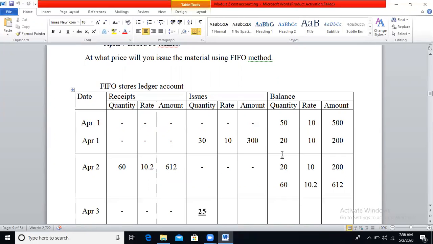Now, the previous balance still not issued will be 20 units. So 20 units at rupees 10, the total value will be 200. And we have made new receipts now, that will be 60 units at rupees 10.2. The total value will be 612. So if you are making the next issue, that should be first from the 20 units and the next from the 60 units.